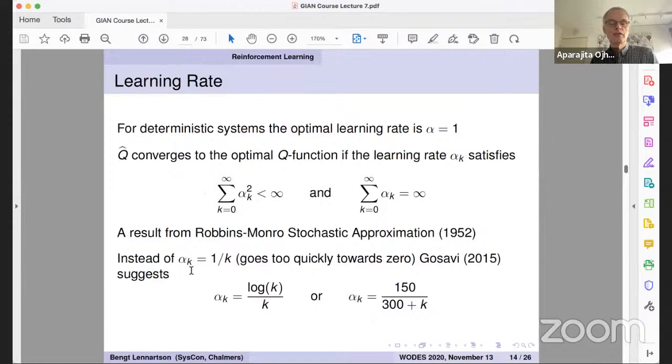But what people have realized in practice, and this is especially in Gosavi's book on reinforcement learning, suggests that alpha k should be equal either to log k divided by k, which means that it goes not so quickly towards 0, or say alpha k equal to 150 divided by 300 plus k. It still means that alpha k goes to 0, but not so fast.